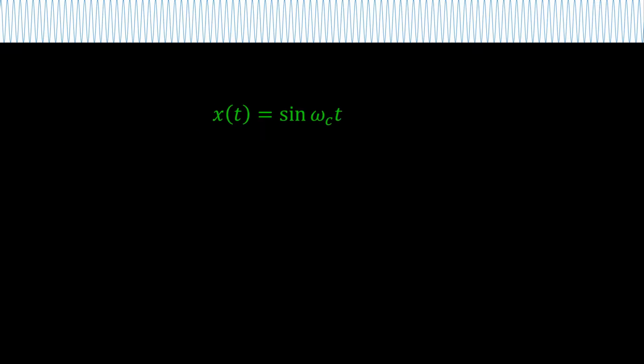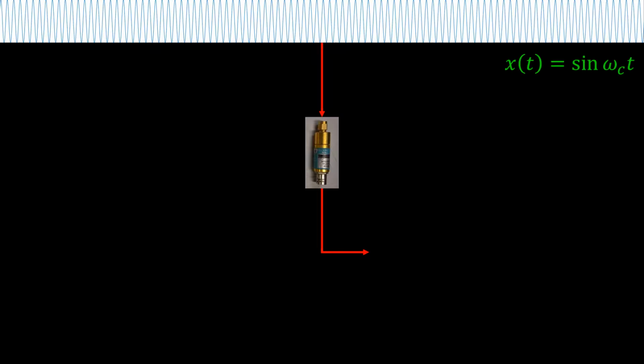Let us generate a radio frequency signal with a frequency f sub c. The period will be the inverse. I will call x to this signal. Omega sub c is usually called carrier frequency. And I want to detect it with a Schottky diode.